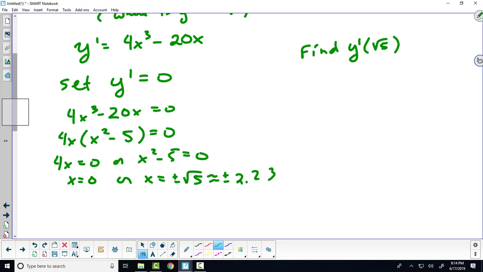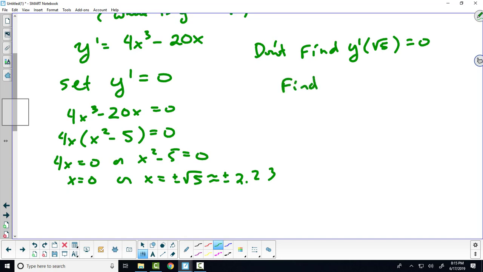No, but we do it even faster. What will I get? I'll get 0. So don't find that. We already know what happens if you plug in the square root of 5 into the derivative, because that's where we found the value from to begin with, by setting it equal to 0.